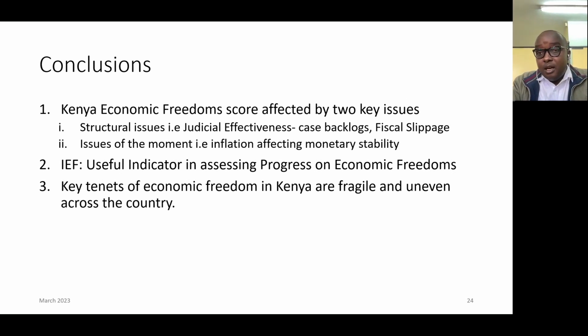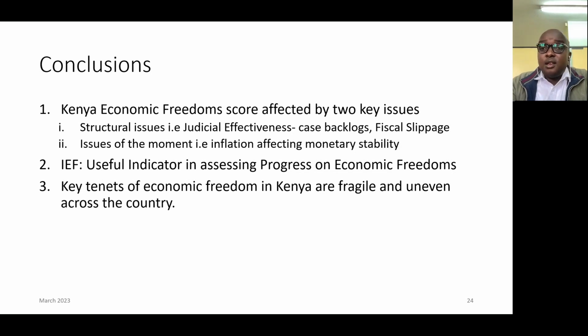Our score is affected by two things. One, there are structural issues, and we showed one example on judicial effectiveness and case backlogs. The second issue is fiscal slippage. When you have a bigger size of government, like formal sector employment, where 962,000 out of 3 million people work in government, you have a structural problem. If you have a fiscal slippage problem and you don't zero-base budgets, those are structural problems, and it shows in the fiscal health of the nation.